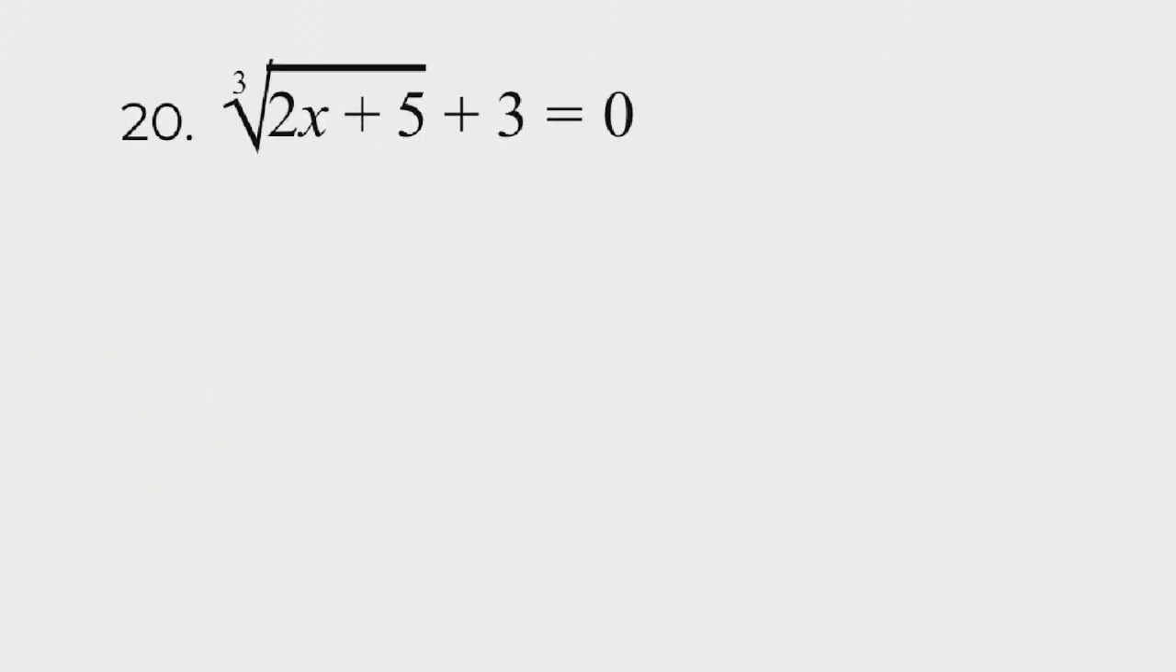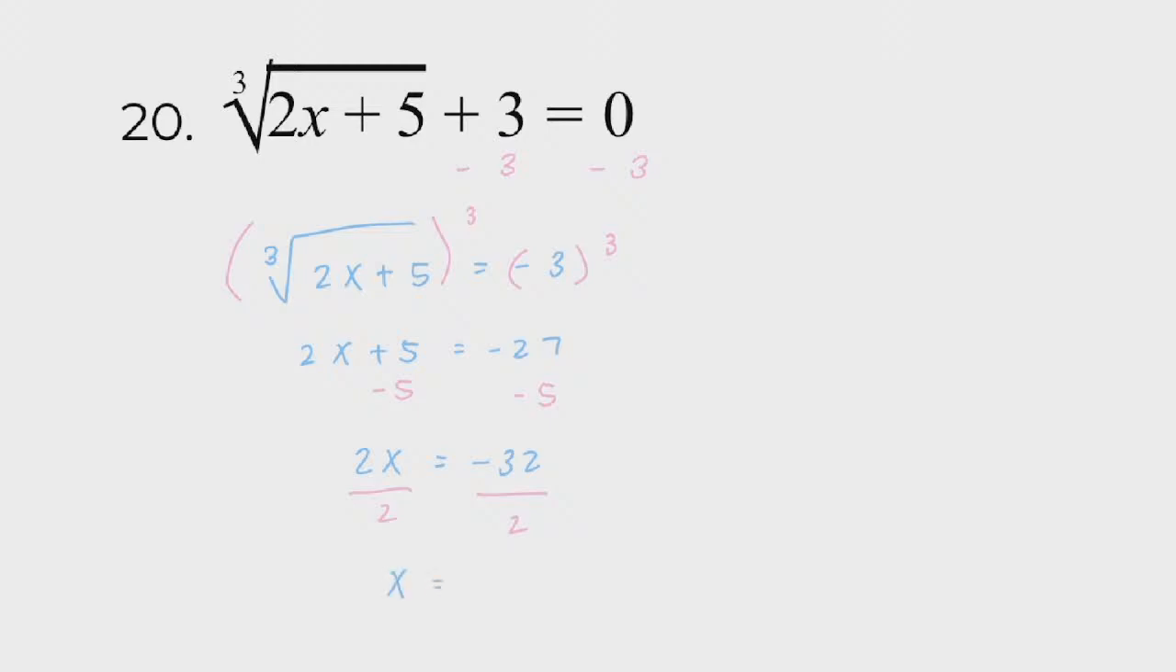This next one, we have a cube root. And again, we want to isolate the cube root. So we're going to subtract 3 on both sides. So we have cube root of 2x plus 5 equals negative 3. Then to get rid of the cube root, we're going to cube both sides. So we get 2x plus 5 equals negative 27. And then to solve for x, we're going to subtract 5. So 2x equals negative 32. Divide by 2. And we get x equals negative 16.